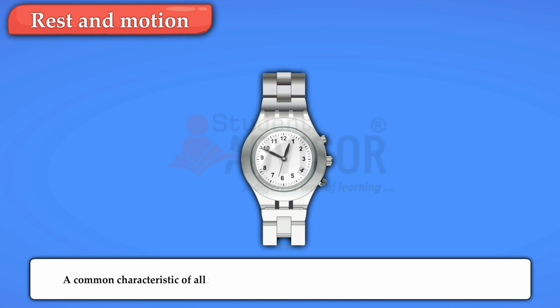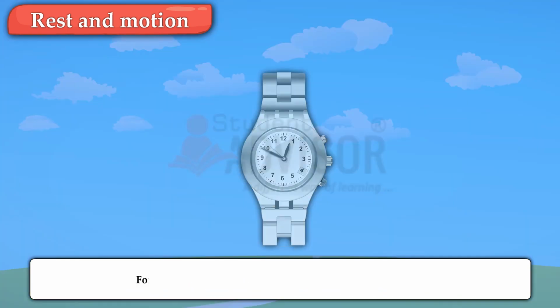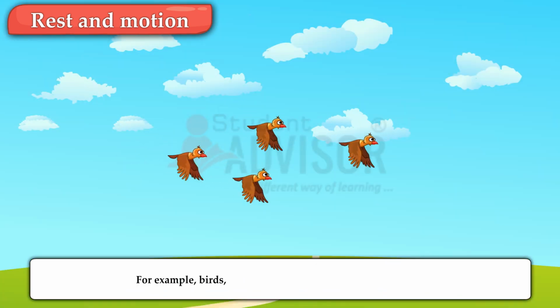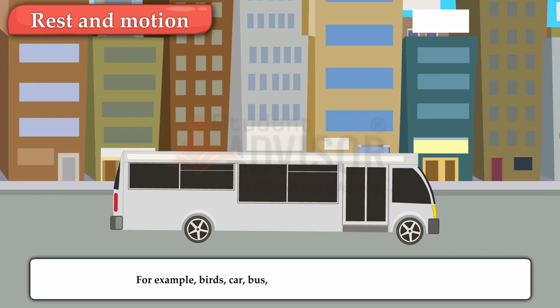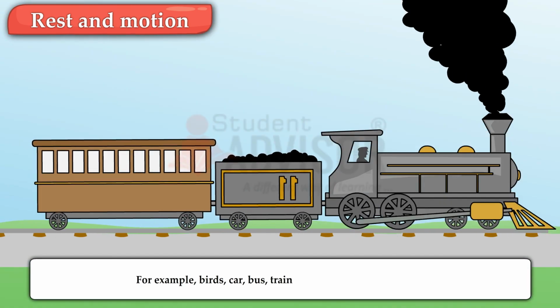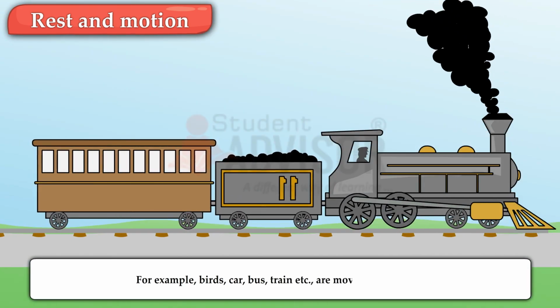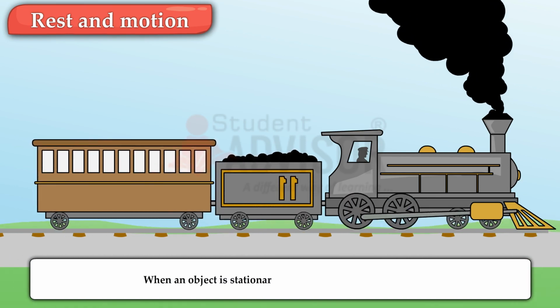For example, birds, cars, buses, trains, etc. are moving objects. When an object is stationary, it is said to be at rest. A house and a tree are stationary and are at rest.